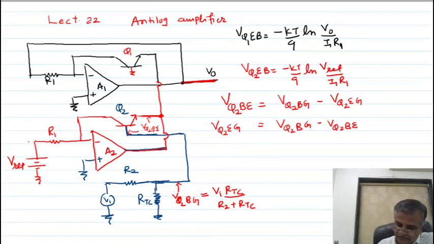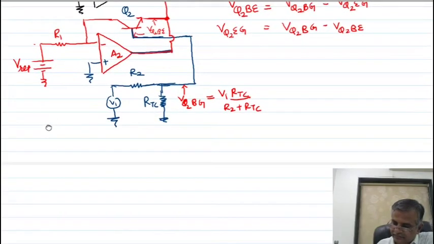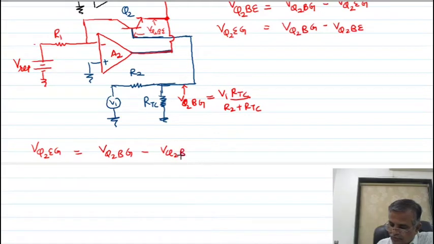So look here carefully. Yes, I am writing for this. Again I am writing VQ2 emitter with respect to ground is equal to VQ2 base potential with respect to ground minus VQ2 base with respect to emitter.